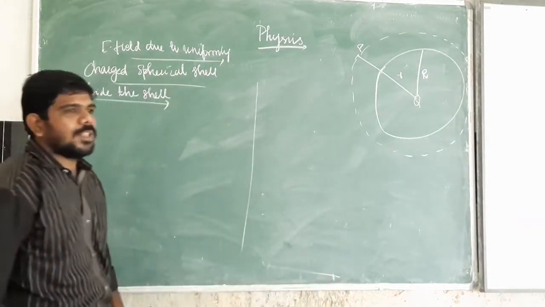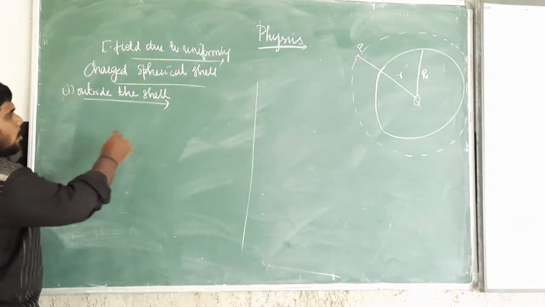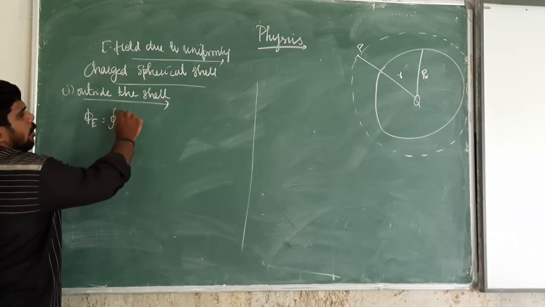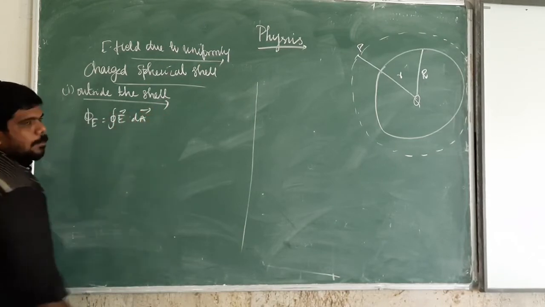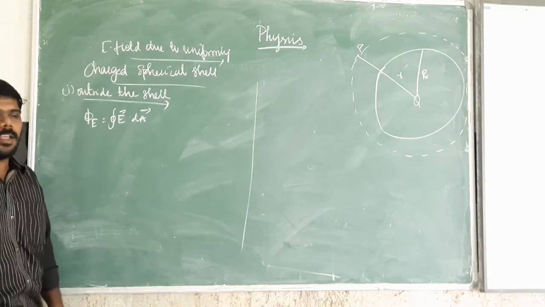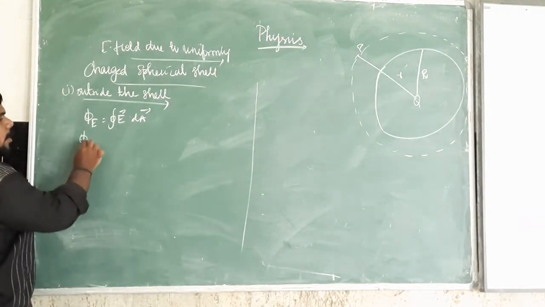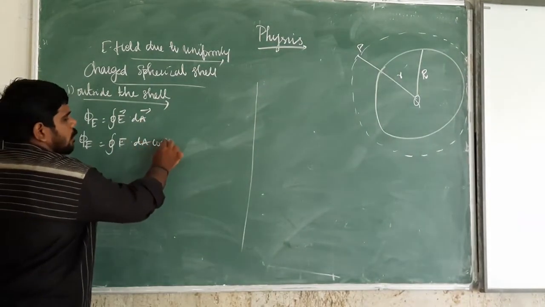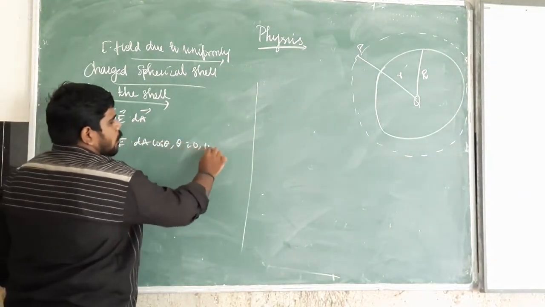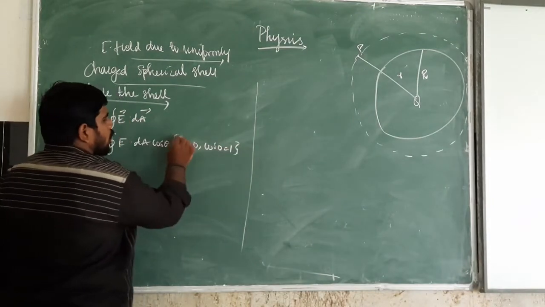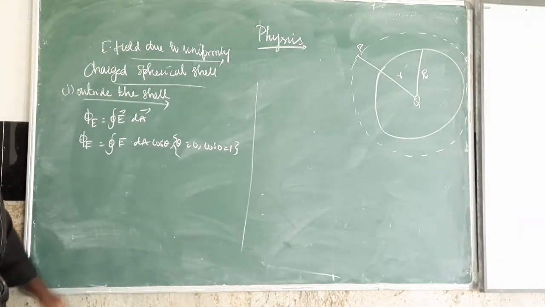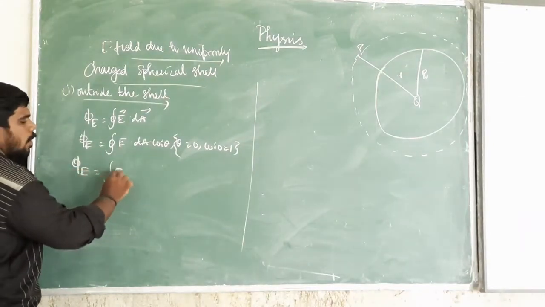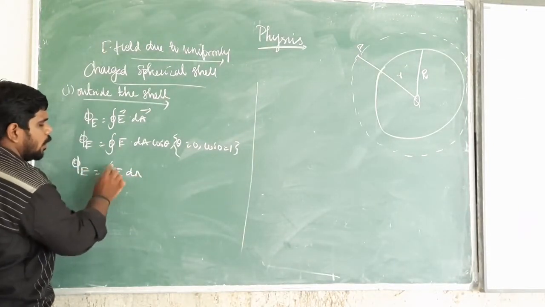So the total flux over the closed surface, phi of E, is equal to the closed integral of E vector dot dA vector. That is the closed integral of E dA cos theta. Theta is equal to 0, so cos 0 is equal to 1. If you substitute, we get phi of E equal to the closed integral of E dA.